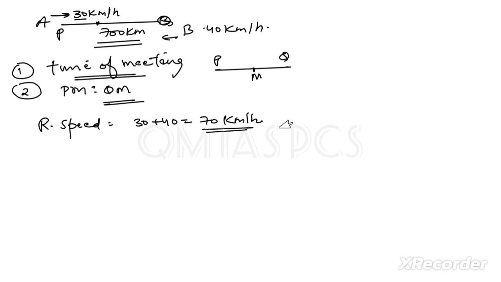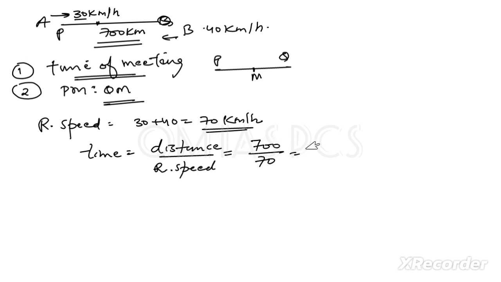So total time will be what? Total time will be total distance divided by relative speed. Whatever the relative speed is, we have to divide by that one. So distance is 700 and that is 70, so it is 10 hours. So after 10 hours they will meet.